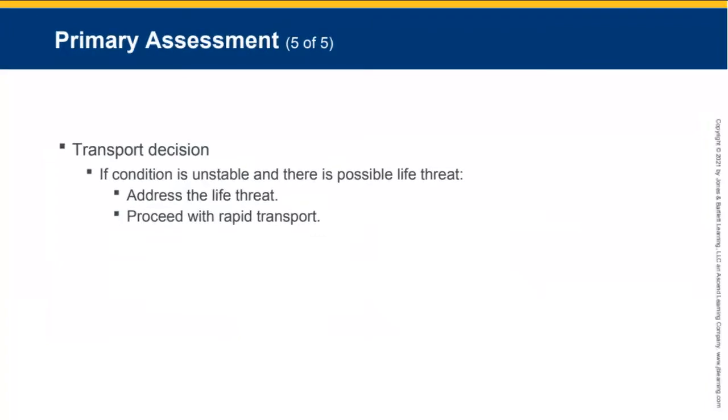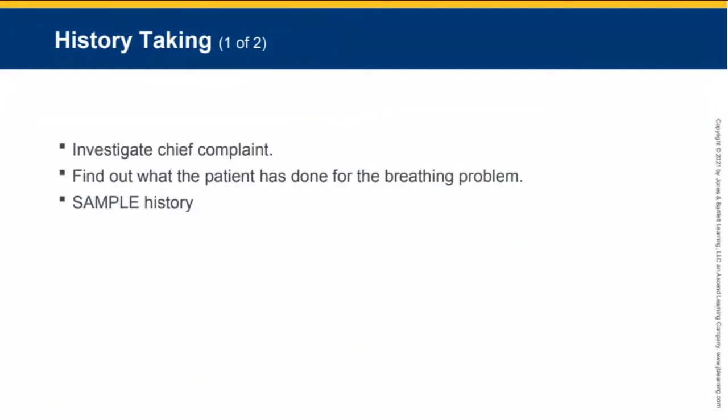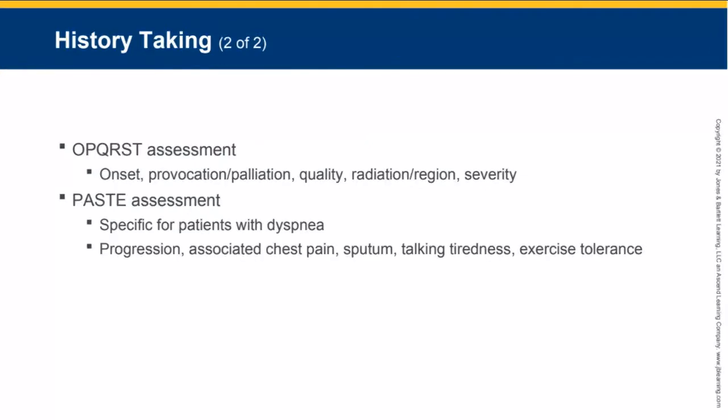Transport decision. Now, if condition is unstable and there is a possible life threat, you're going to address that life threat and then proceed with rapid transport. For history taking, investigate the chief complaint, find out what the patient has done for the breathing problem, and of course, carry out your SAMPLE history.